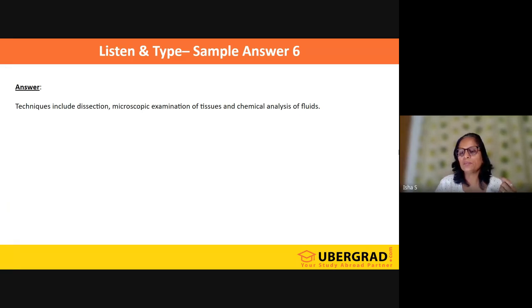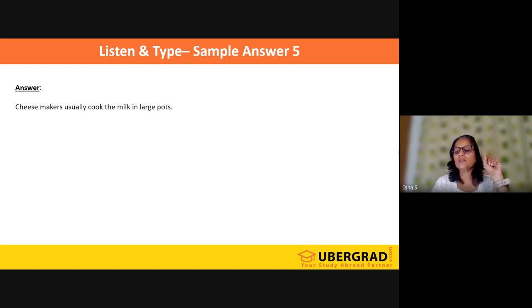Okay. One small thing I want to tell you in your earlier answer, related to "cheesemakers usually cook the milk in large pots." Here is one small grammatical tip. When it comes to an uncountable noun, milk is an uncountable noun, but when you're talking about a specific uncountable noun, then you have to put "the" there. If your uncountable noun is not specific, then there is no need of any article. This is a small grammatical tip.